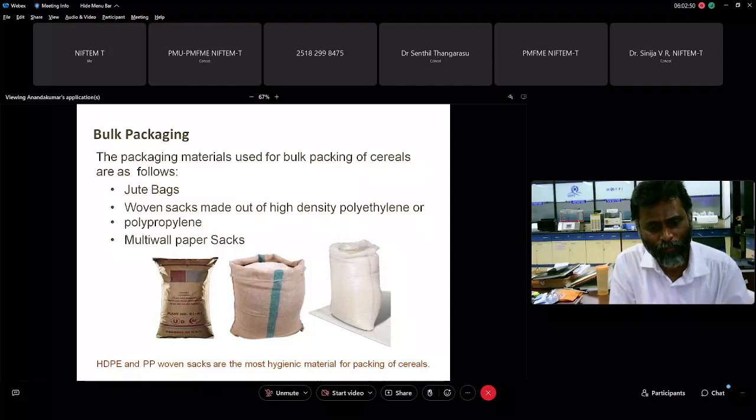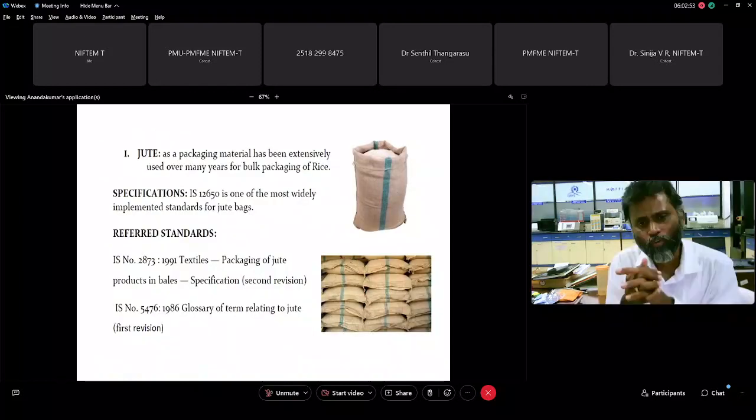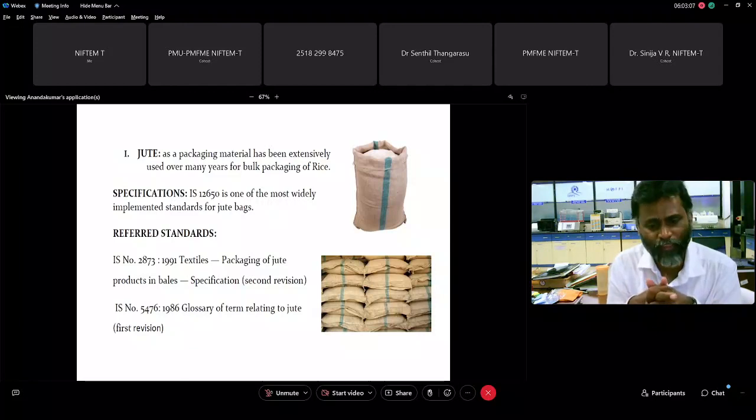Here the first one is that jute bag. So in jute bag you can see that clean wire, okay, that IS standard, for example IS 12650 jute bags are used. Even according to the sizes, for example, the jute bags are available. Either it can be a 50 kg jute bag or 100 kg jute bags, the bigger in size, it is also available. In normal condition, the 50 kg jute bags are highly used. So in such a case, this IS 12650, always if you see that IN number 2873 1991, the textile type of jute bags. So these are all the things which is used for packing up the rice in bulk packaging system.